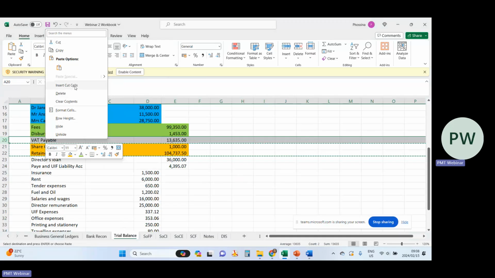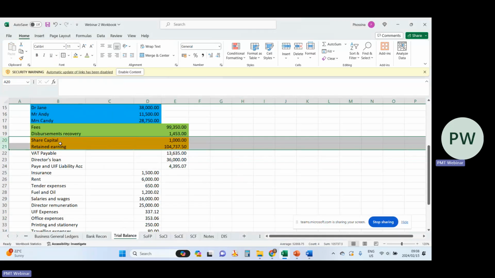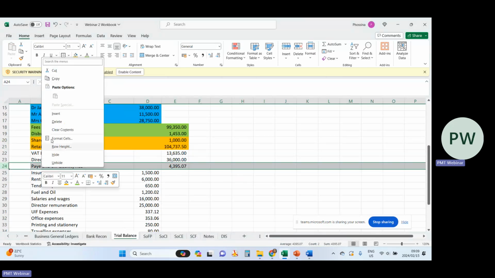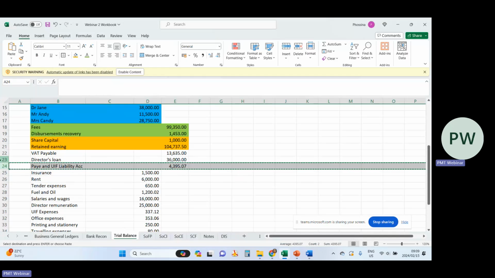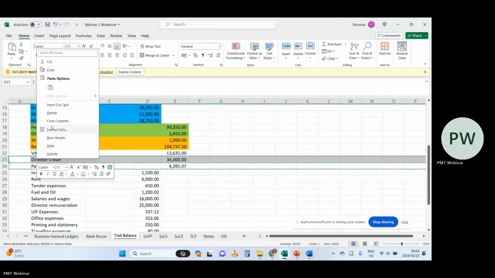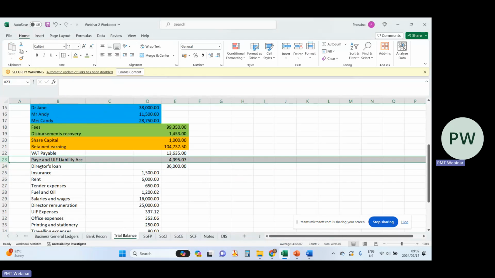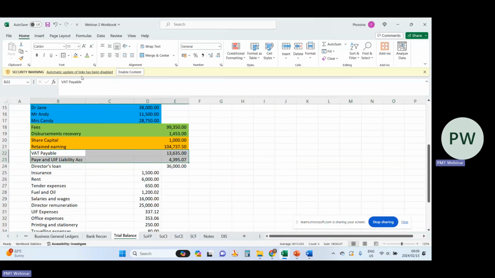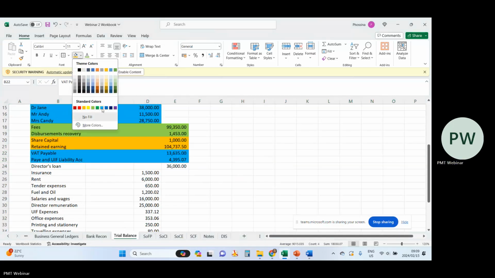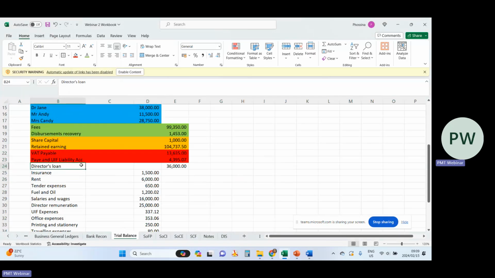I'm rearranging our trial balance according to category. This is our equity. These were our fees, our equity, and then now we are moving into categorizing our current liabilities and our long-term liabilities. So this one is current liability, which I'll highlight red. And then this is our director's loan, which is long-term, because we assume the director is not going to demand his money like now.